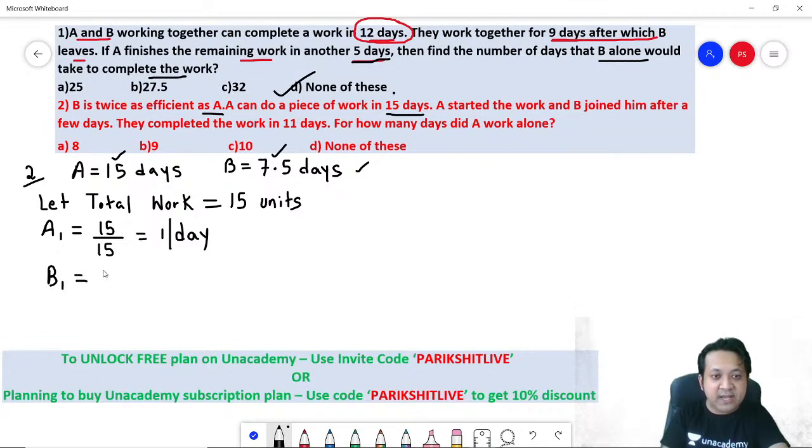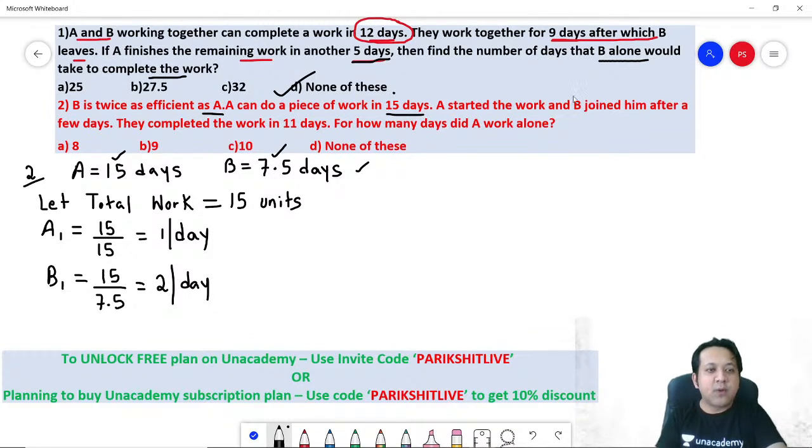B does 15 units of work in 7.5 days. So can I say B does 2 units? Do you follow? The question is now, A started the work and B joined him after a few days. Entire work is completed in 11 days.